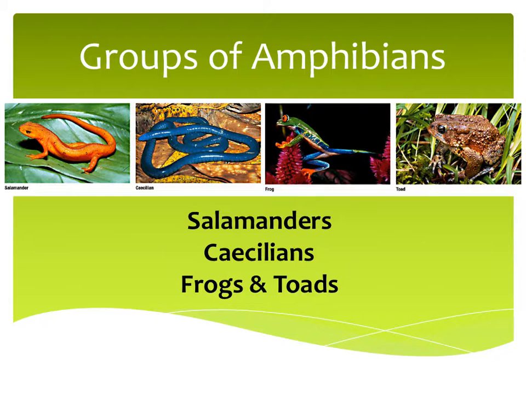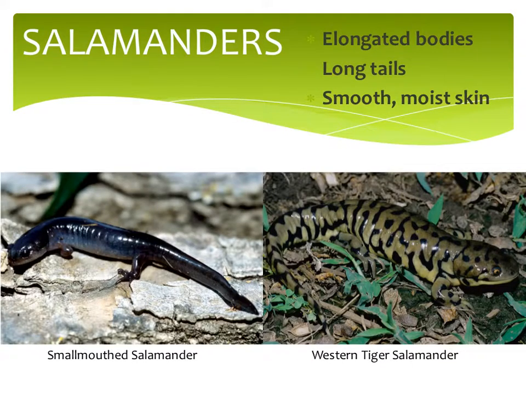There are three groups of amphibians that you'll write about, so again, space them out nicely on your group page. They are going to be the salamanders, the caecilians, and the frogs and toads. Salamanders are amphibians that have elongated bodies, so they're going to be far longer than the typical amphibian that you might think of as a frog or toad. They're going to have long tails, and they have that smooth, moist skin, just like all the other amphibians.